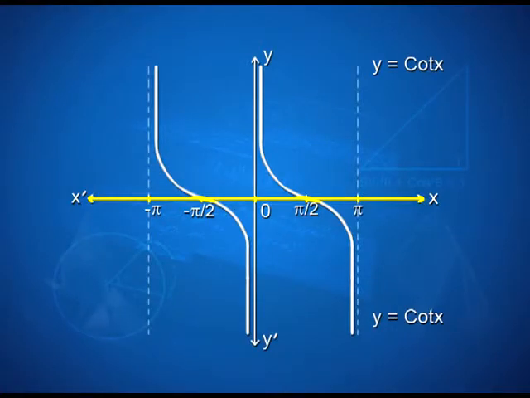Now, let us see how the graph of the function y is equal to cot x looks like. X dash O X being the x axis, Y O Y dash being the y axis, and we have intervals here 0 to minus pi by 2, minus pi on the left hand side, and pi by 2 and pi on the right hand side. And we can see how the graph is just going to touch pi by 2, but it is not touching the line pi.